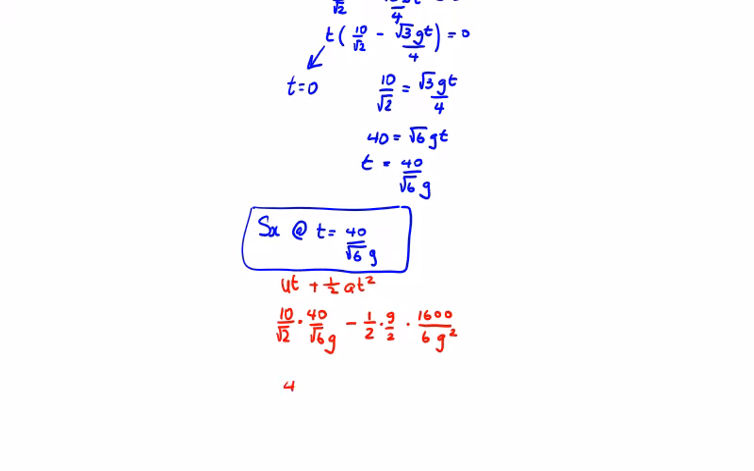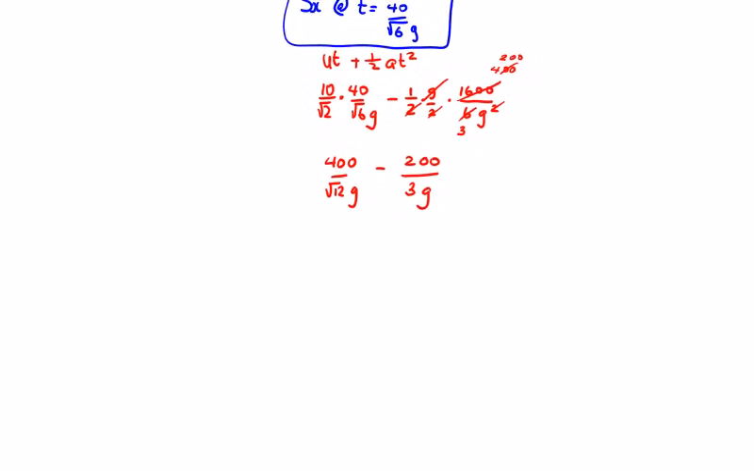Tidying this up, 400 over root 12g minus, well, 4 goes into 1600, makes it 400, 6 goes into 400, well, 2 goes into each of them, 200 over 3. And that's all I can do, the g and the squared. So it looks like I'm left with minus 200 over 3g.